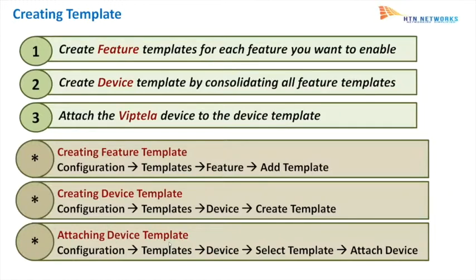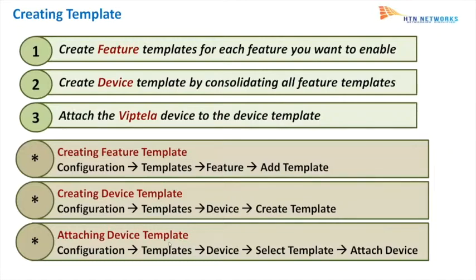So the first thing is creating a feature template. You go to configuration, template, and then you click on feature, and then you say add template, and you get the form. You fill in all the information on the form and you save it. It will save on the vManage, and then you can use it later on. To create a device template, you go to the template screen again, and instead of feature, you click on device, and then you say create template, and you assign a name to that template. You also get a form, and in that form, with the drop down, you can select those individual feature templates that you have created in the previous step.